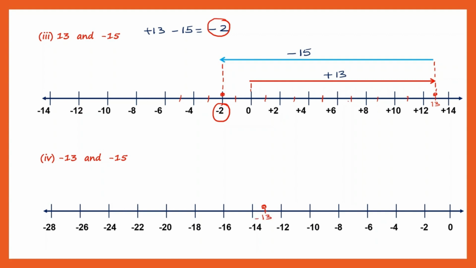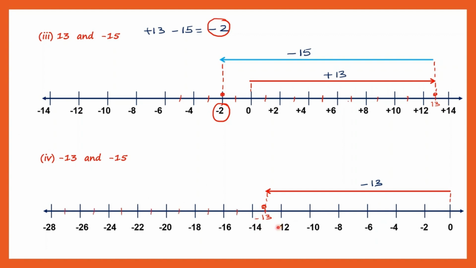Remember, we start always from 0. So from 0, we're going to draw a line up to minus 13 first. So this is the first step. So the first step will show that we have started from 0 and we have gone up to minus 13. Then look at the second integer. It's minus 15. That means we have to move to the left. By how many steps? 15 steps to the left from minus 13.